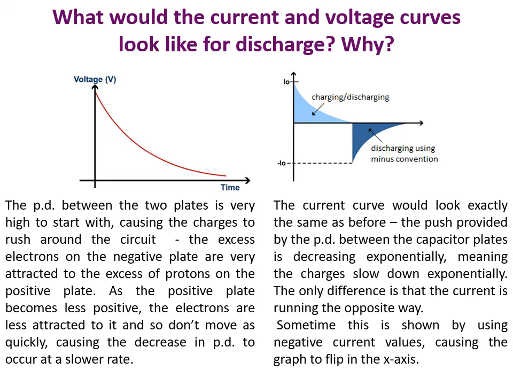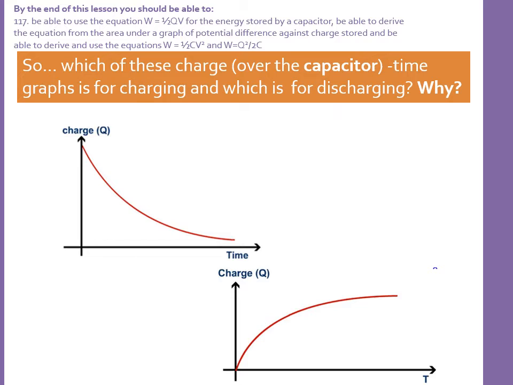Sometimes this is shown by using negative current values or causing the graph to flip in the x-axis. So only the direction is different, I naught or minus I naught, but basically the current will decrease exponentially during charging and during discharging as well. Right, so look at these two graphs and come up with your conclusion. Which of these charge over the capacitor time graphs is for charging and which is for discharging?